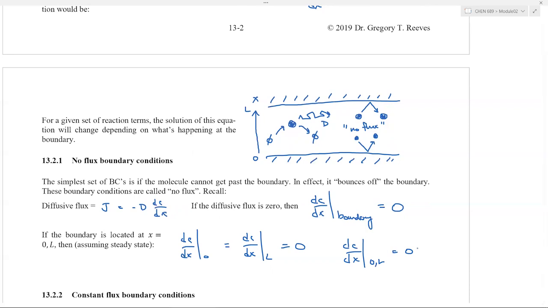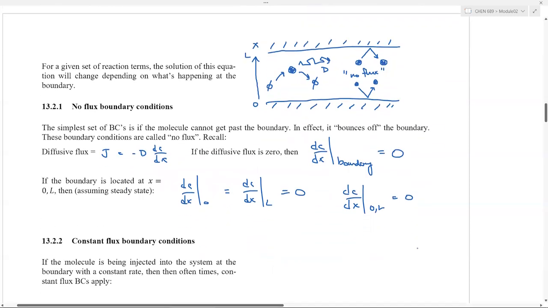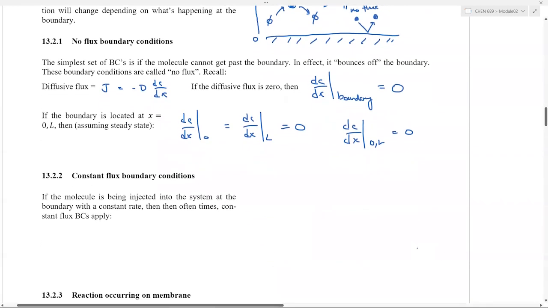Now, there could be some cases in which, instead of no flux, let's assume that we have a system where I'm going to have x go horizontally. Let's say we have one boundary on the left-hand side and another boundary on the right-hand side. The left-hand side is x equals 0, and the right-hand side is x equals L. Let's say that, for whatever reason, the left-hand side is constantly producing our molecule of interest.